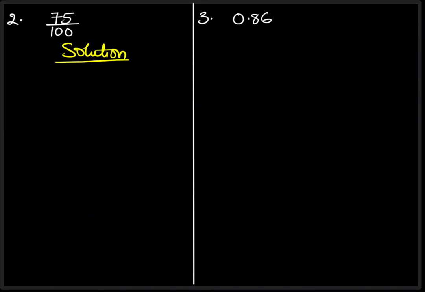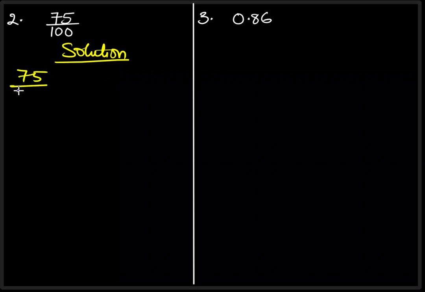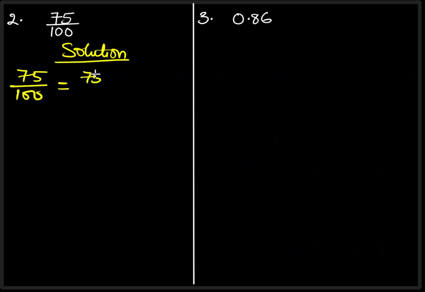Okay, let's move to number 2, 75 over 100. So this particular one is a simple thing. 75 all over 100. So this is a number without percentage. To make it percentage, we multiply it by 100%. So over 1, the 100 will cancel 100. So we will be left with 75%.